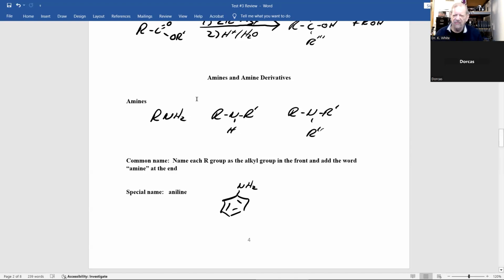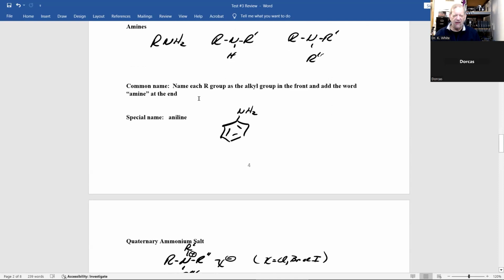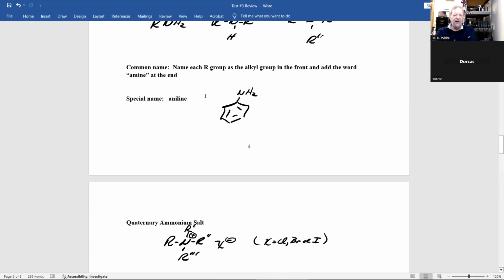And here, most people don't use IUPAC. And I've worked in this industry, I have patents in this area. And so I only ask you to learn the common names for amines. Name each R group as the alkyl group it is in the front, and then add the word amine at the end. Now, there's a special name you should know. This is both the common and the IUPAC name. That's when R is a benzene ring and you have NH2, and that's called aniline. And that's the ancient name that IUPAC said, we're going to keep it.